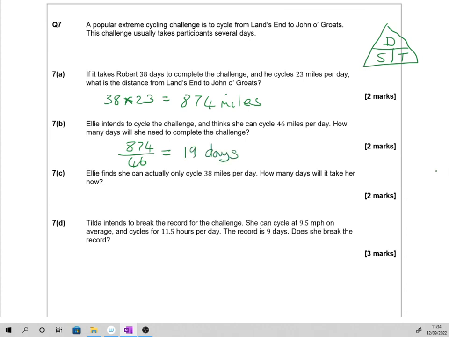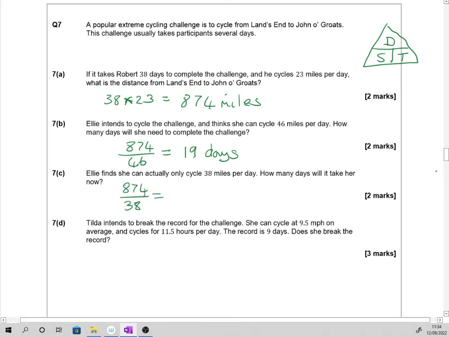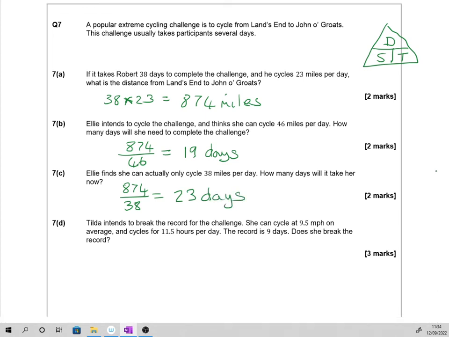Ellie finds she can actually only cycle 38. How many days will it take her now? So 874 divided by 38 is 23 days. Tilda intends to break the record. She can cycle at 9.5 miles an hour on average and cycles for 11.5 hours a day.